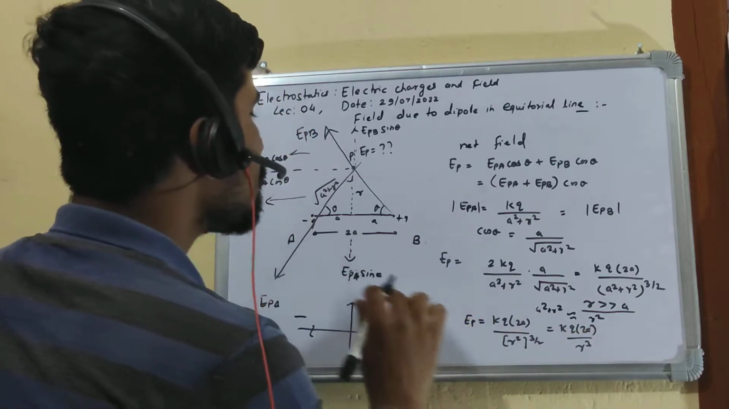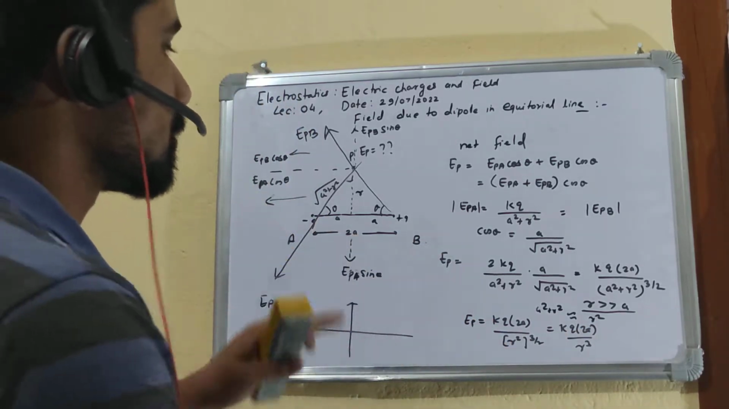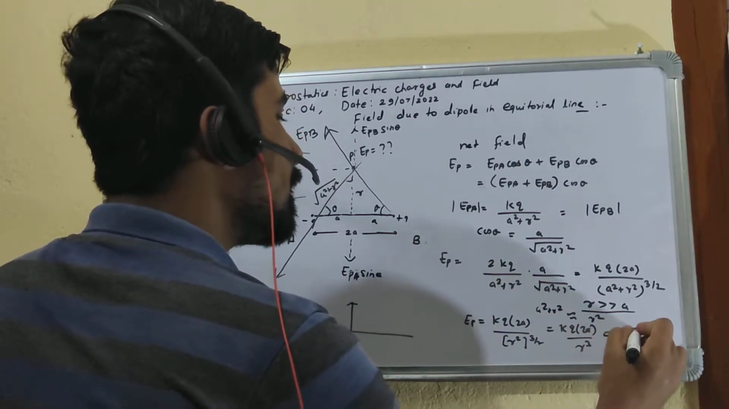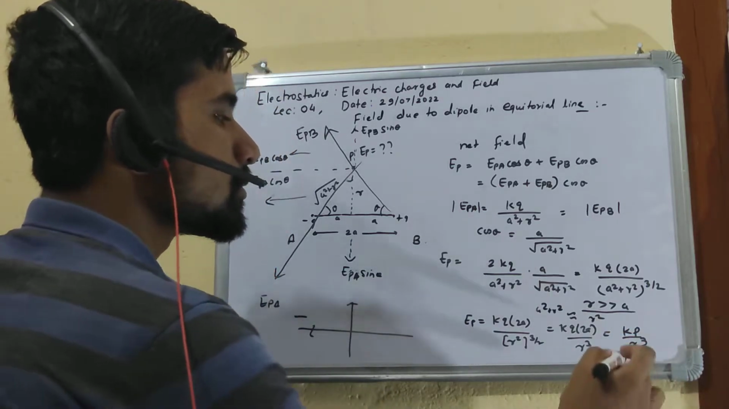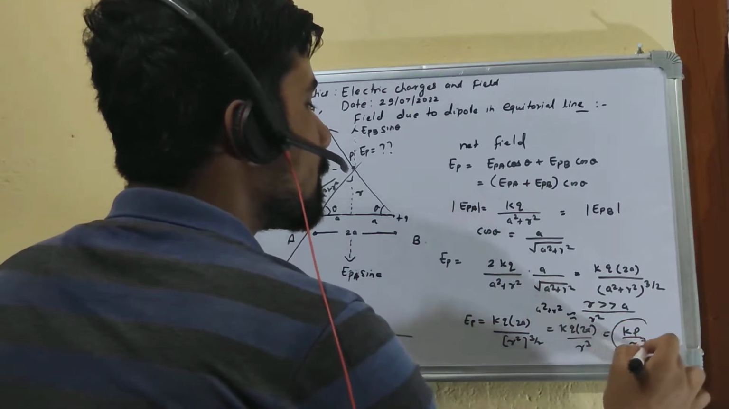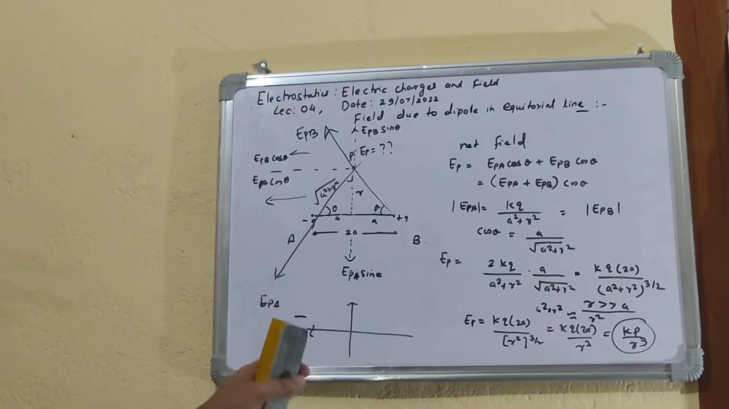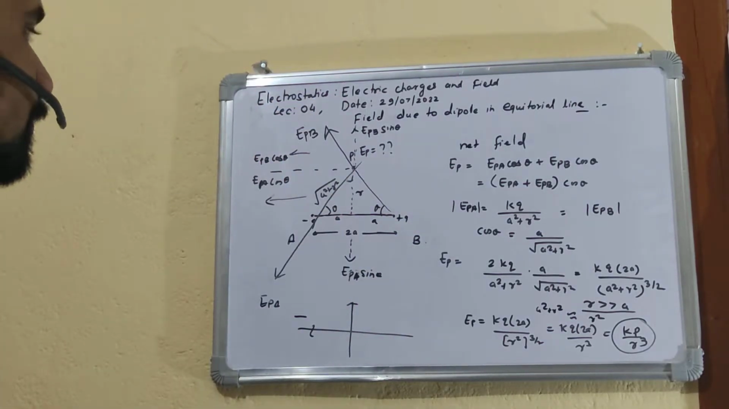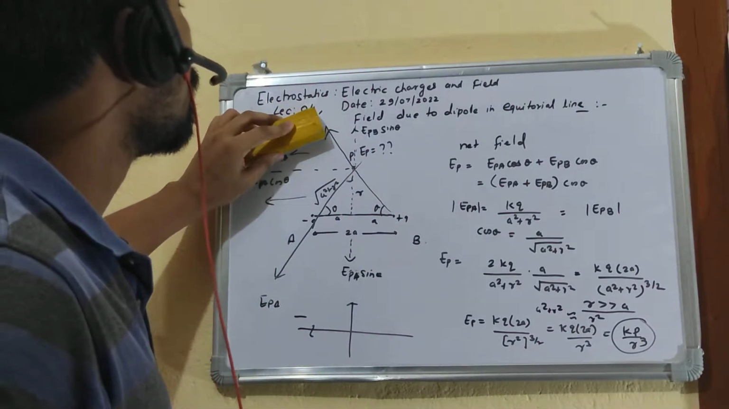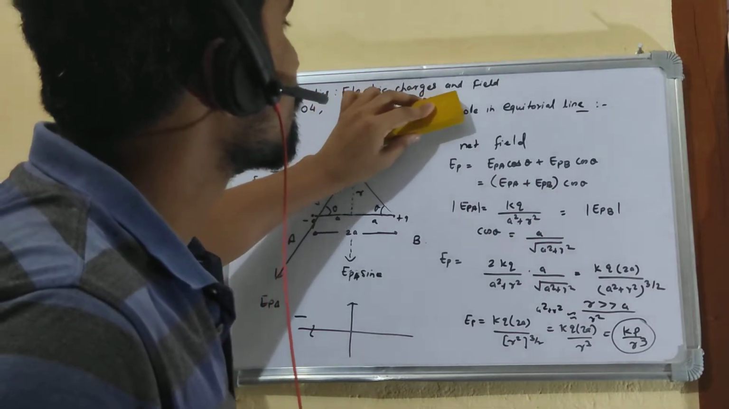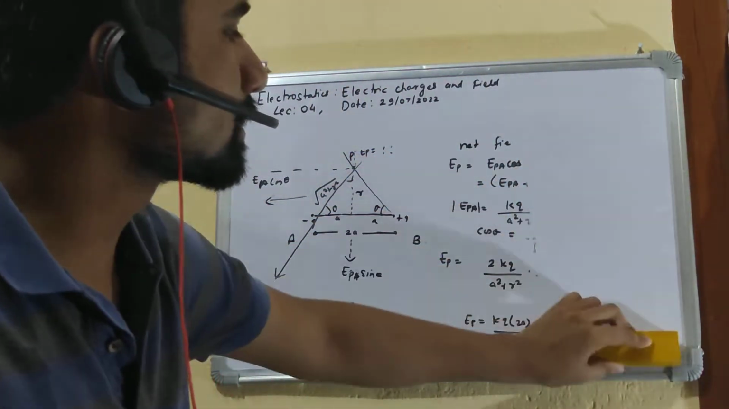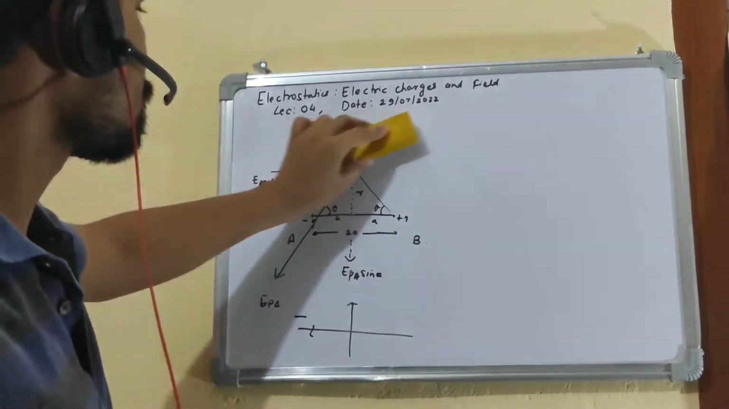So q into 2a is the dipole moment, charge into the distance between them. So it is kp by r cube. This is the expression for the electric field, kp by r cube, due to a dipole along its equatorial position, right? Okay, so let's get back to the axial and let's compare both of them.